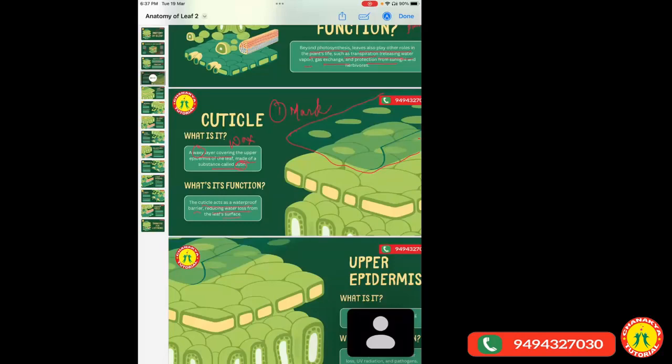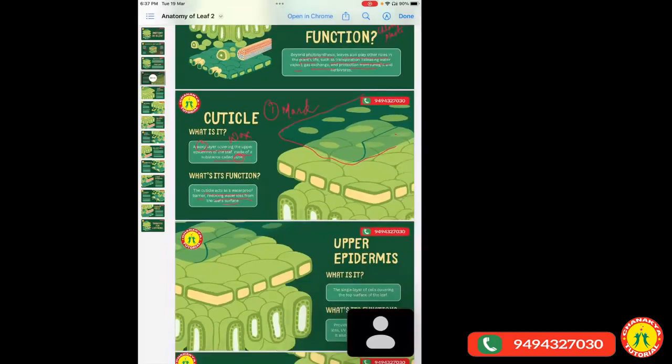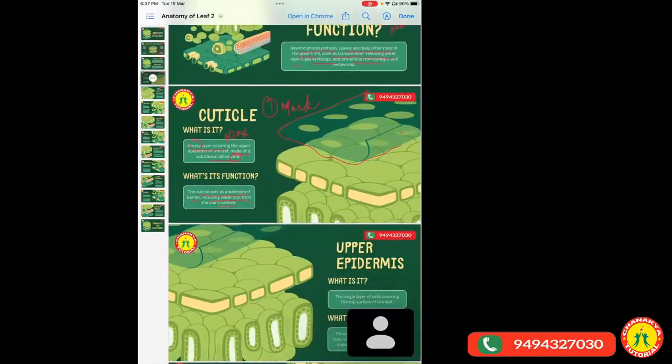So, due to the presence of this cuticle, what happens? The extra amount of water will not move out, and whatever water is there will be stored in them. So it acts as a waterproof barrier, reducing the water loss from the leaf surface. So from the leaf surface, the water loss will not be much. Clear? What is cuticle? It is the upper waxy covering present in the upper epidermis layer, made up of cutin, and it is the barrier for water loss.